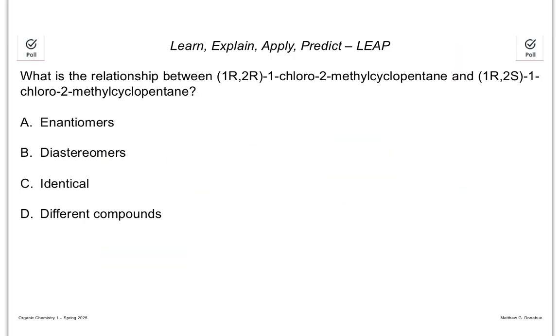It says, what is the relationship between (1R,2R)-1-chloro-2-methylcyclopentane and (1R,2S)-1-chloro-2-methylcyclopentane? The substituents' locations are all the same. What we're looking at are basically the CIP stereochemical designations. We can see that the 1R is the same, and then 2R, 2S changes. So that makes them diastereomers. If each position was exactly opposite, then they would be enantiomers.